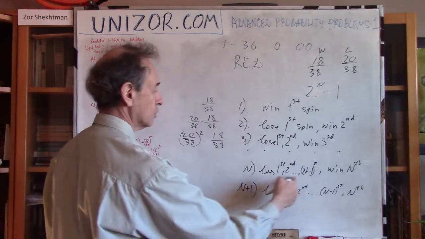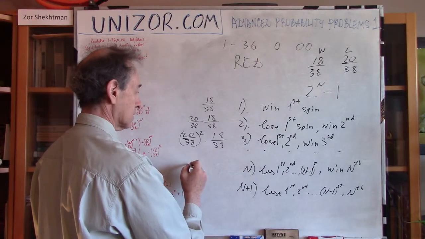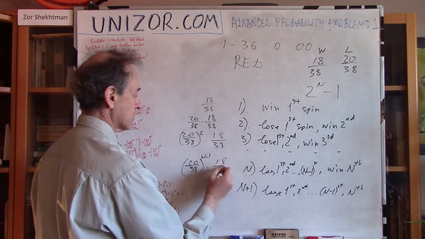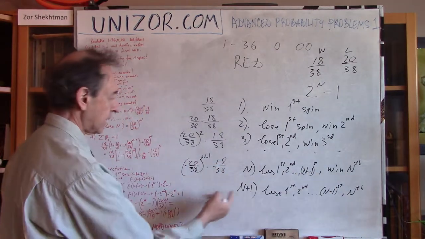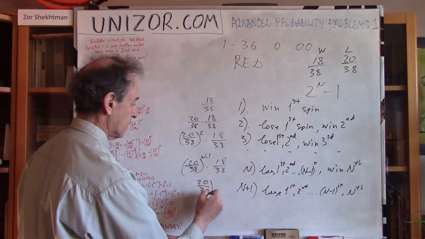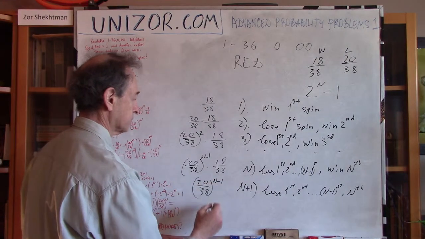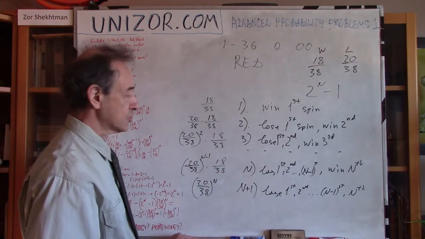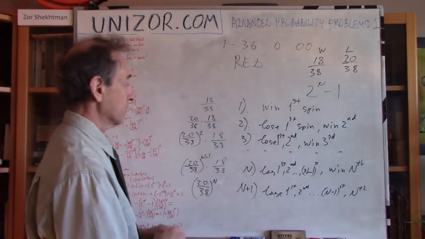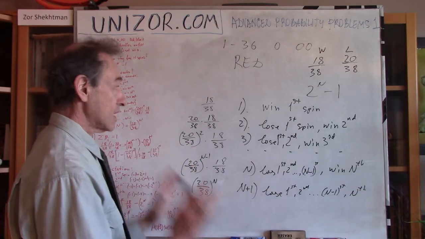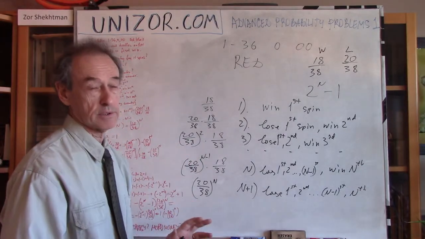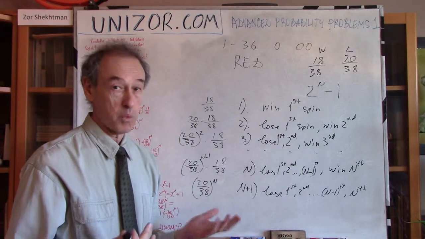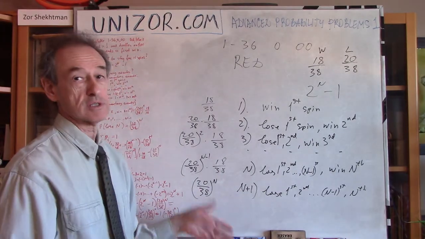How about this one? You lose n minus 1 spins, right? So it's 20/38 to the power of n minus 1 times 18/38. The very last one, finally, is 20/38 to the power of n. N times in a row you lose. That's the probability of each event, each outcome of this particular game. Now, just to be sure that this is correct, I always recommend to add these together and check if you get 1 as a result, because the sum of all the probabilities must be equal to 1.